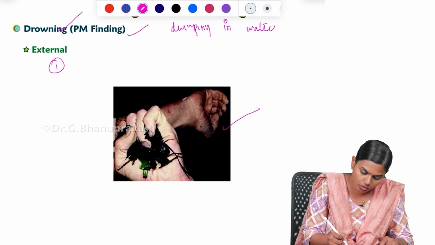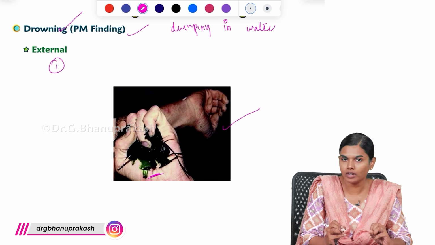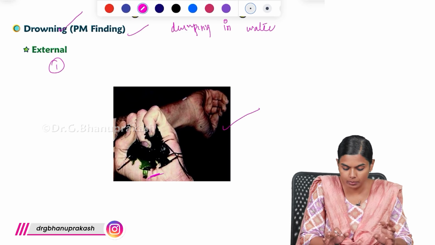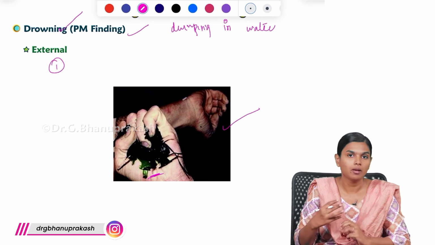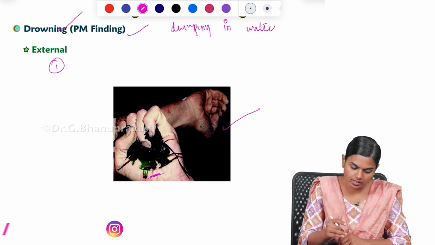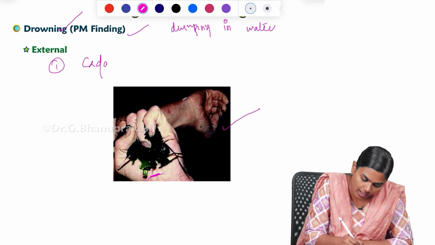Here you can see they are holding some aquatic plants in their hand, and it will be very hard to break away. You cannot remove the fingers and plant away from the hands. This kind of condition is known as cadaveric spasm.